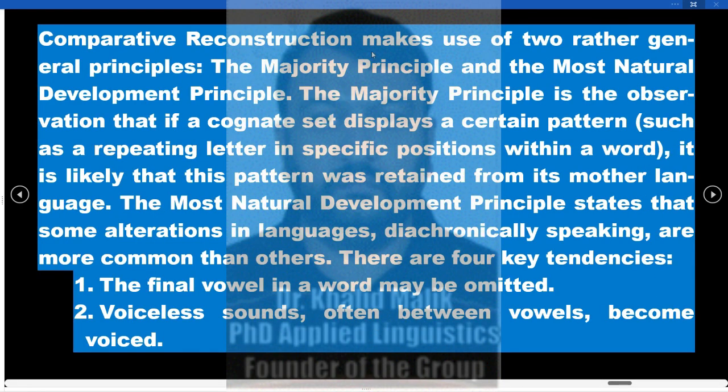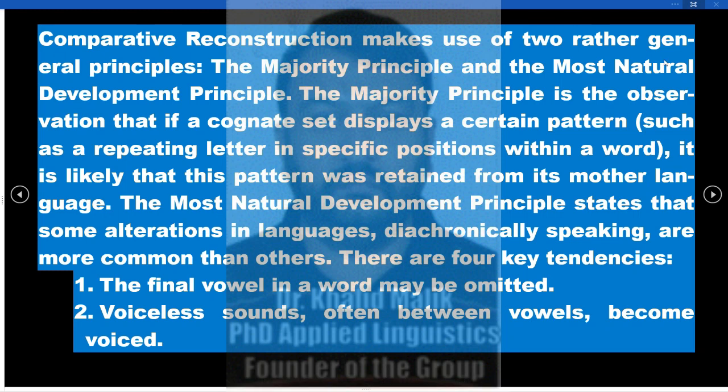Comparative reconstruction makes use of two rather general principles, the majority principle and the most natural development principle. The majority principle is the observation that if a cognate set displays a certain pattern, such as a repeating letter in specific positions within a word, it is likely that this pattern was retained from its mother language. The most natural development principle states that some alterations in languages, diachronically speaking, are more common than others.